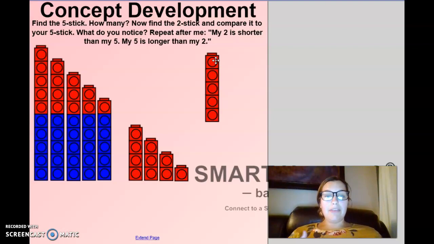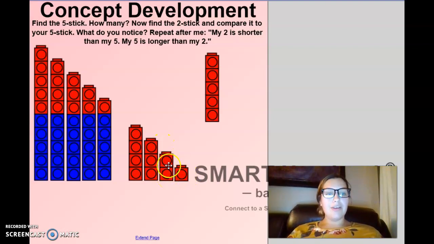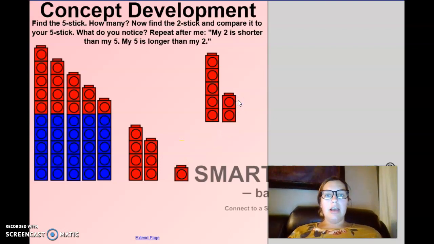So now we have to find our 2 stick. What's an easy way we can do this? Are we going to start at this end? No, we know 2 is a smaller number, so we can start right here. So we have 1, and then if we go over here, we have 1, 2. I'm going to put these next to each other. What do you notice? Is the 5 stick longer or shorter than the 2 stick?